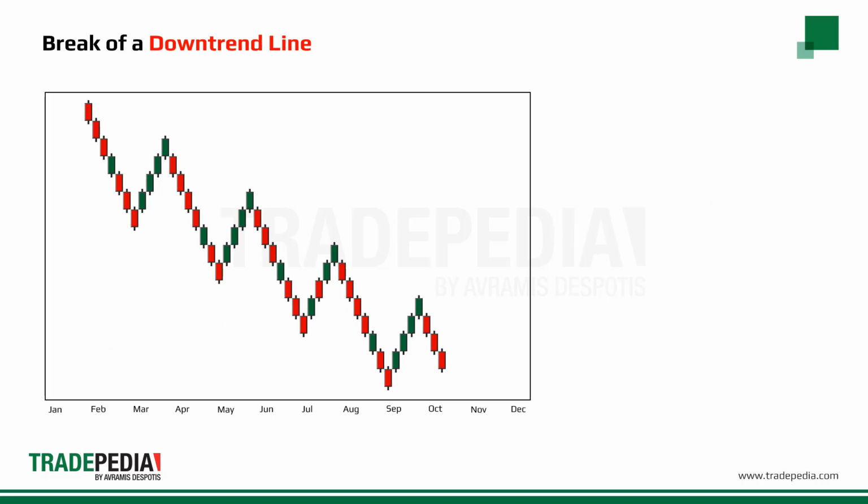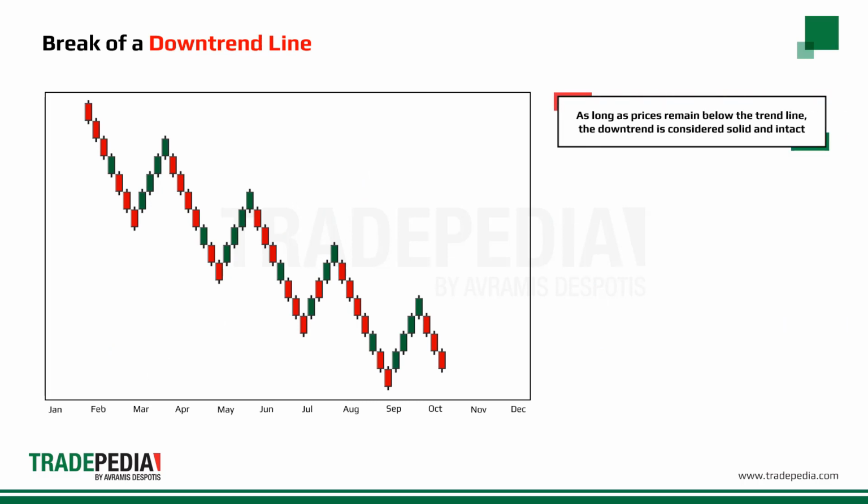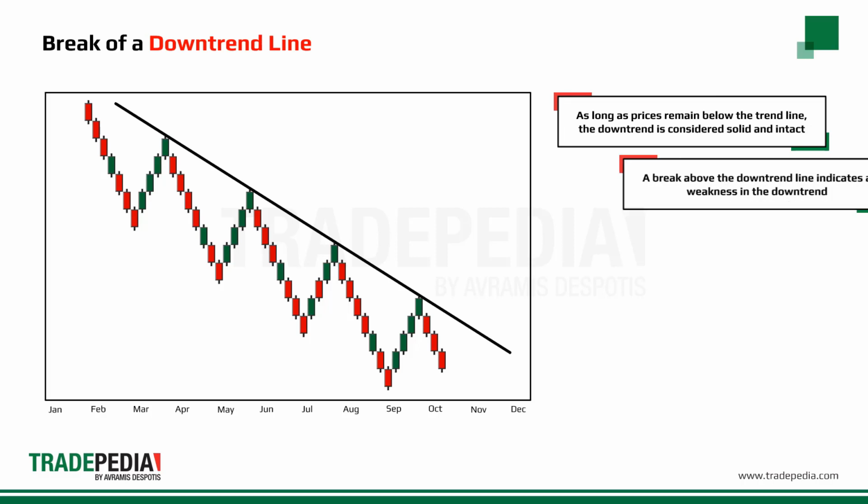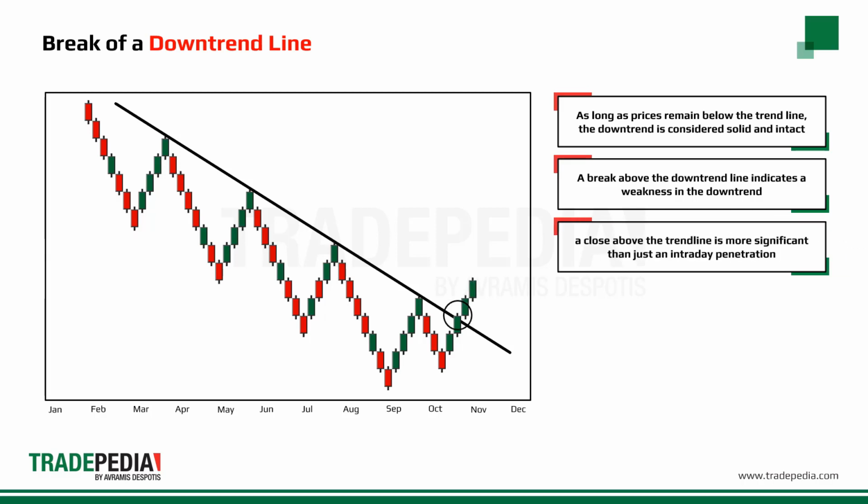In the case of a downtrend, as long as prices remain below the trend line, the downtrend is considered solid and intact. A break above the downtrend line indicates weakness in the downtrend. A close above the trend line is more significant than just an intraday penetration.